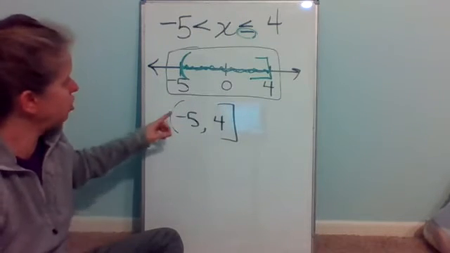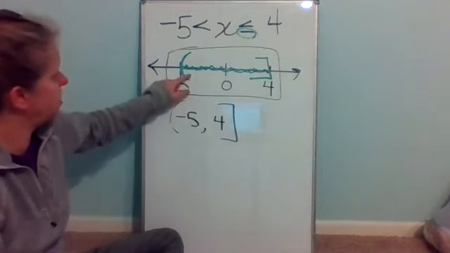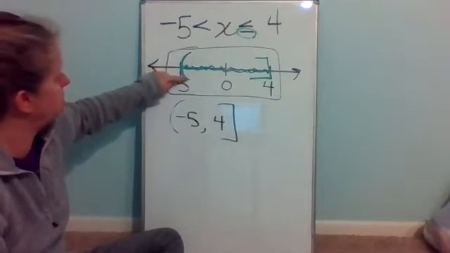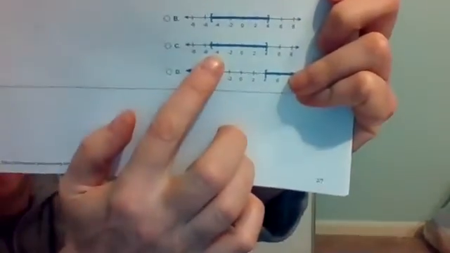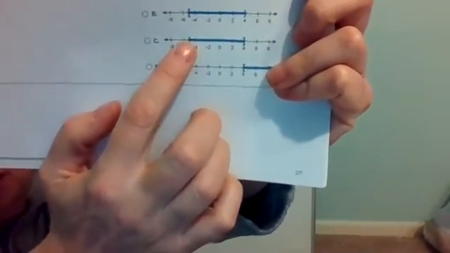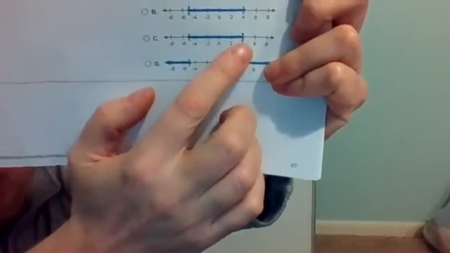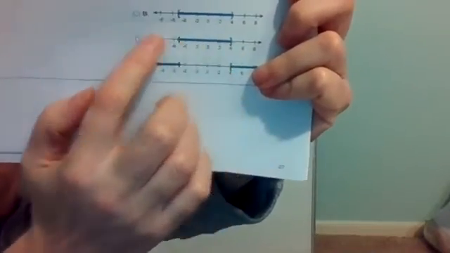Now, the second part is you're going to choose the multiple choice that matches this. So an open parenthesis on -5 and a closed bracket on 4. So open parenthesis on -5, closed bracket on 4, which would be that C one.